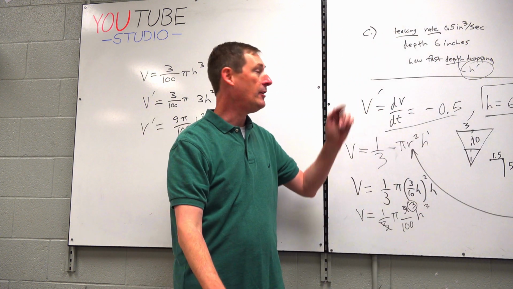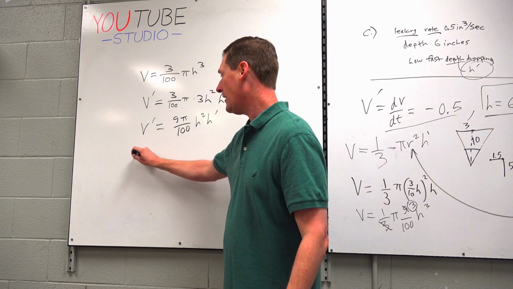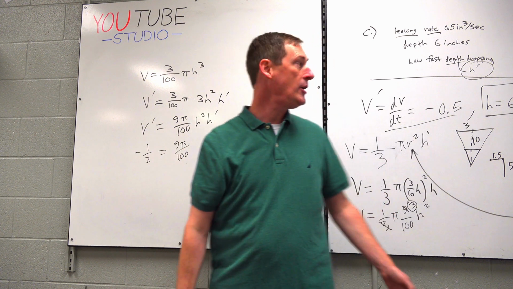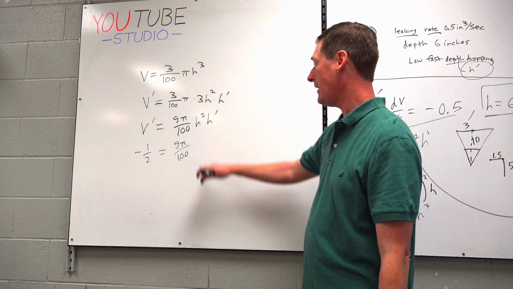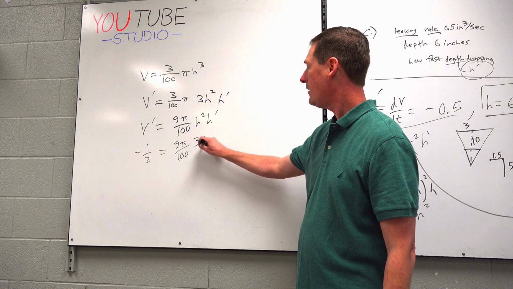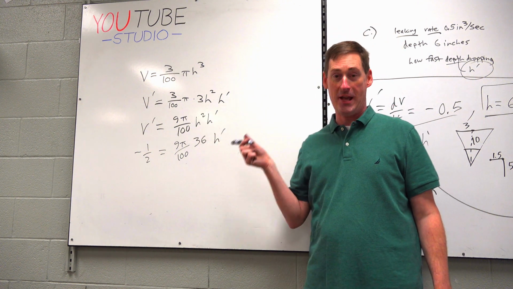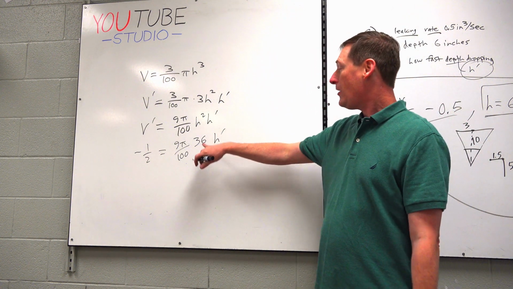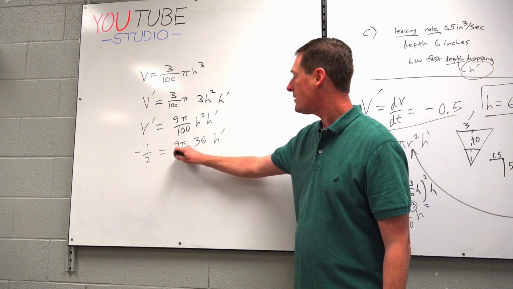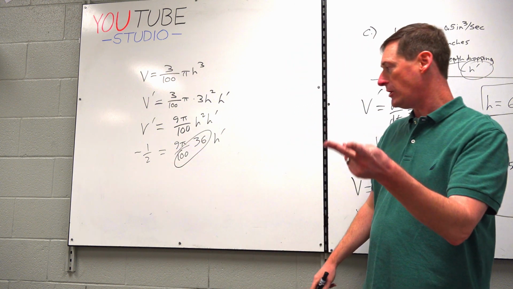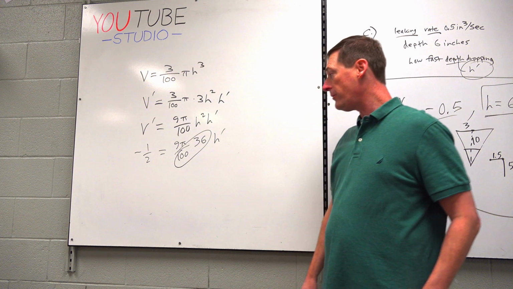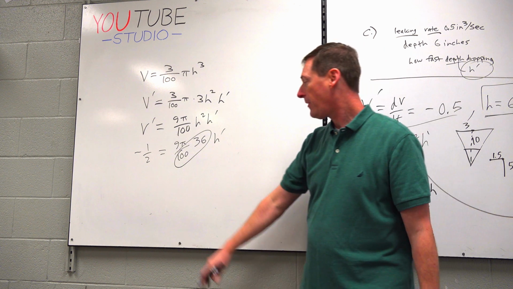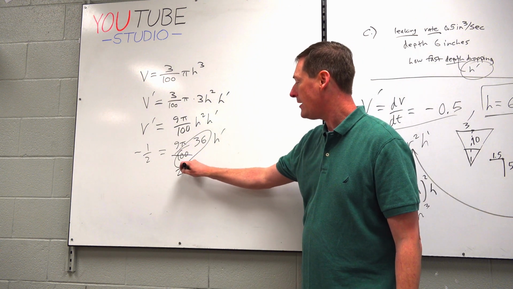What's V prime? Negative 0.5. Ooh, don't like decimals. Let's plug in -1/2. 9 pi over 100. Do we know H or H prime? H is 6. Bingo. 6 squared, 36. Oh, we can get H prime by itself. Piece of cake. This is back to middle school now, right? 36 and 100, let's see about the cross cancellation. They're both even, so 2 goes into both. 4 goes into both. 6 goes into 36, but not 100. 4 is your best bet. 4 times 25 makes 100. 4 quarters makes a dollar. 4 times 9 is 36.